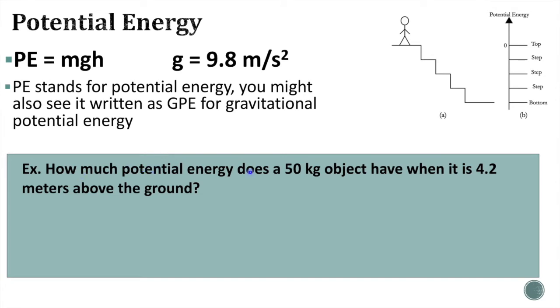How much potential energy does a 50 kilogram object have when it is 4.2 meters above the ground? So we're going to take our formula and we're going to plug in what we know. So we know our mass is 50 kilograms, we know our height is 4.2, and we know g is 9.8. So we're going to multiply 50 times 9.8 times 4.2. So this one's pretty straightforward. All you got to do is multiply. So when you type that in your calculator, you'll get 2,058 joules.